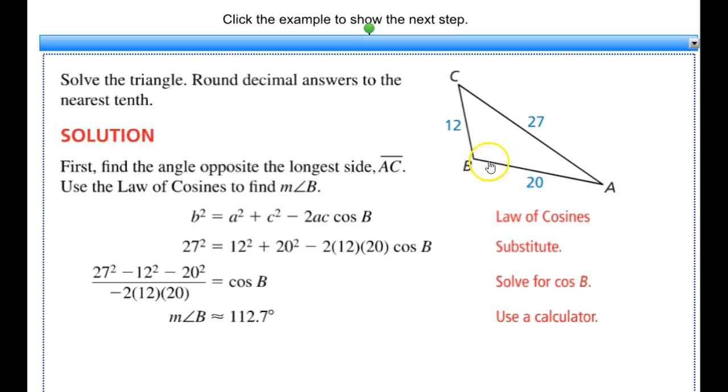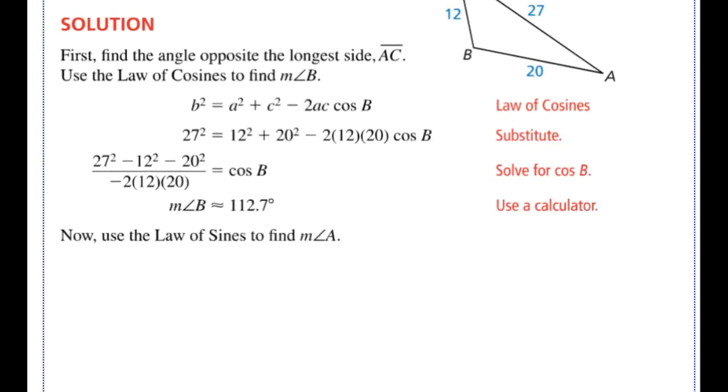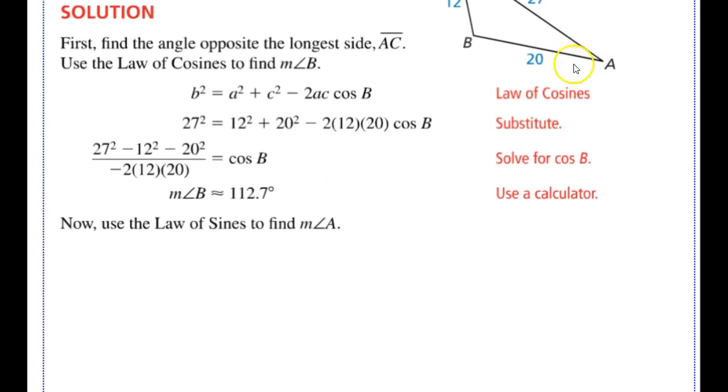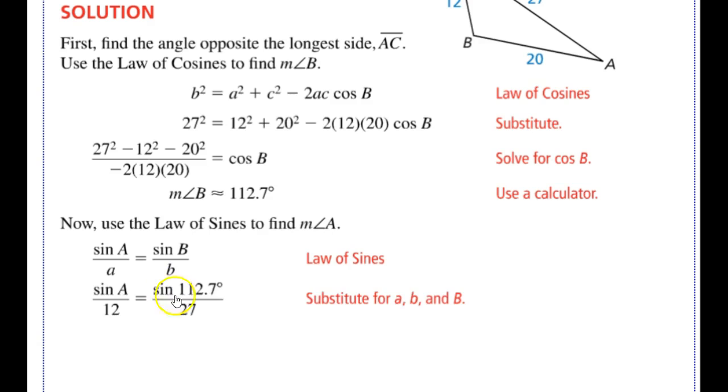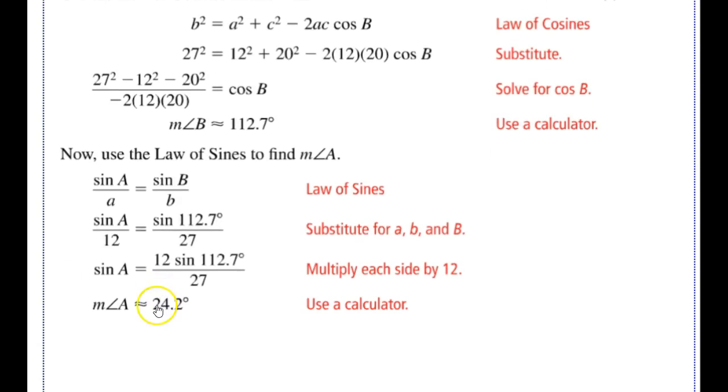So now that I have one angle and my sides, I can use the law of sines to help me find one of my other missing angles. So now I'm going to find angle A. I'm going to use my law of sines, which is the sine of A over side A and the sine of B over side B, substituting what I know and what I found, multiplying both sides by 12, and then I just use my calculator. And again, since I'm finding an angle, I have to use the inverse sine here in my calculator.